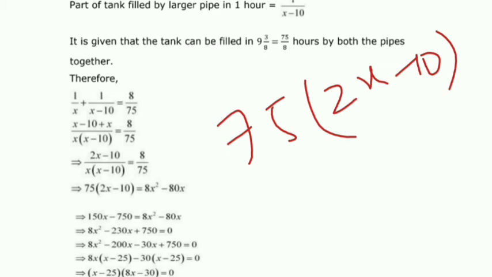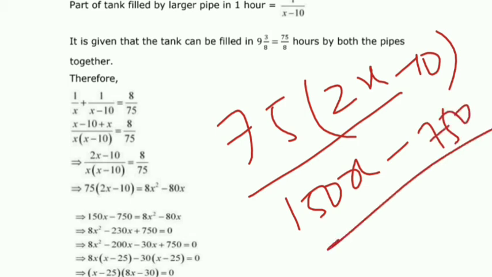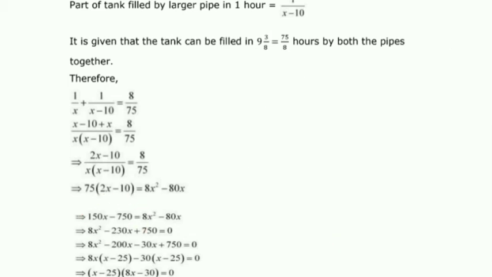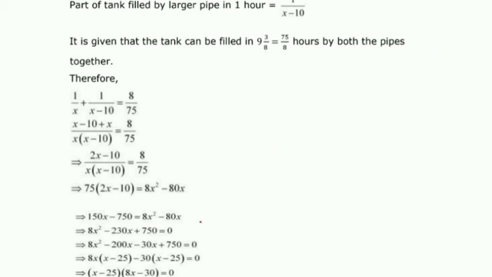So what will we get? We will get 75 into 2x, which means 150x, and 75 into 10 is 750. Okay, so this is written. Now I am solving the RHS. And what is the RHS? The RHS is 8 into x minus 10. So basically it is 8x into x, 8x square, and 8x into minus 10, basically minus 80x. Now we have a complete term here.